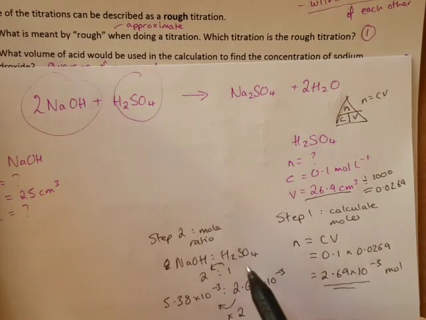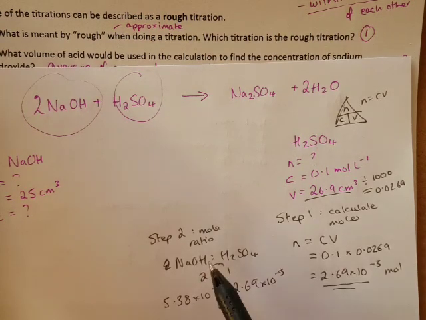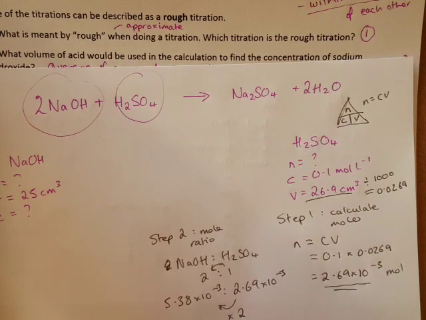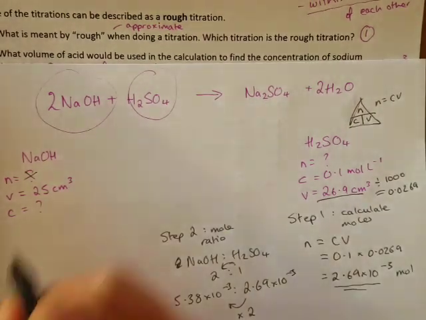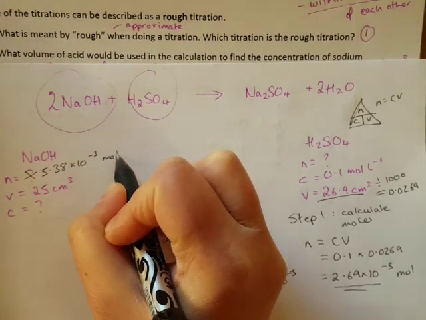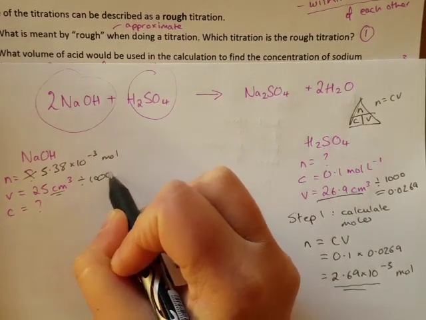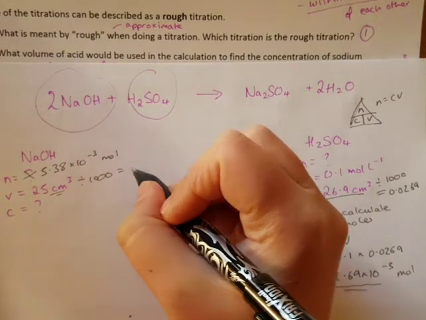So remember, by laying it out in this way, by writing out the formula for each substance above the mole ratio, it keeps it nice and clear what substance each of these numbers relates to. So 5.38 times 10 to the minus 3, that's your number of moles of sodium hydroxide. So I now do know this, and I can write in 5.38 times 10 to the minus 3 moles of sodium hydroxide. Again, my volume's in centimetres cubed, so I need to divide that by 1,000. So I'm going to do 25 divided by 1,000, and that's going to be 0.025 litres.